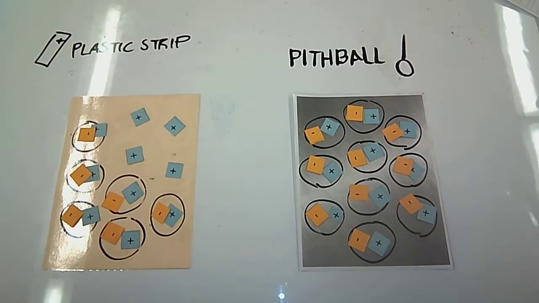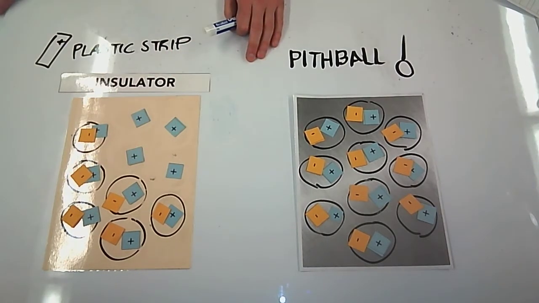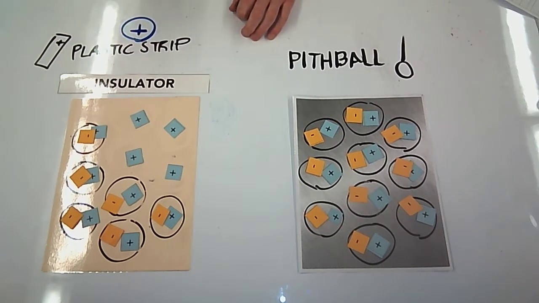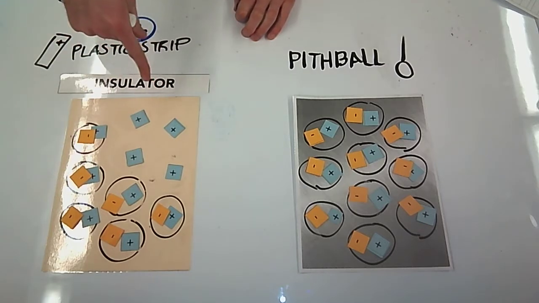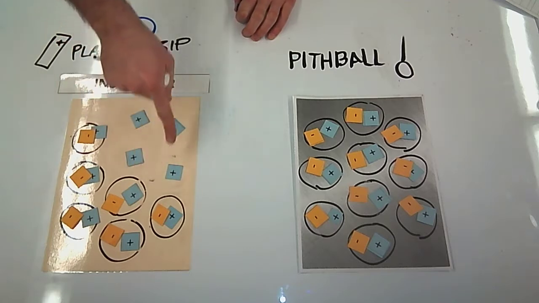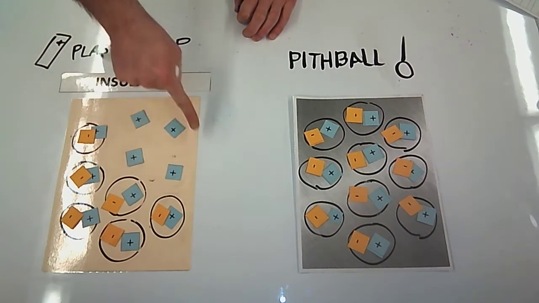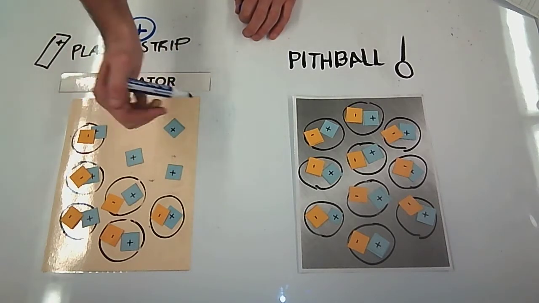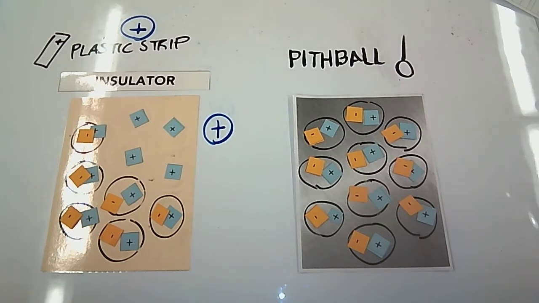We have our plastic strip, and this is going to be an insulator, which means electrons really can't move around very easily in the material. Specifically, it's a positively charged object, which means it has fewer electrons compared to protons. It has a charge of positive 4, which means it's missing 4 electrons. Since it's an insulator, that charge is localized. It's clumped in one area. It's really just this area of my plastic strip that has that positive charge.